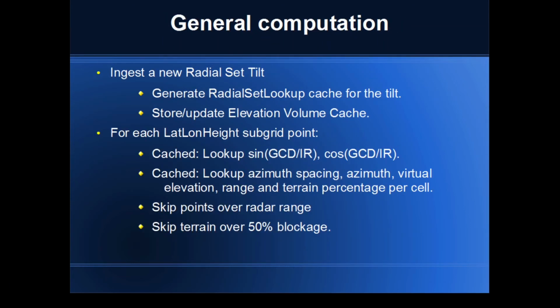So after caching, we now have the main computational loop. When a new elevation radial set is ingested, we generate and cache the radial set lookup cache for that elevation. We also update the volume elevation cache and replace that elevation and purge data outside the valid time window. We then iterate over the final cube. We have the values from the great circle distance sine and cosine cache, and we have the azimuth range elevation and terrain cached values. If the points are outside the radar range or completely terrain blocked, 50% or whatever rule we set, they can be skipped.